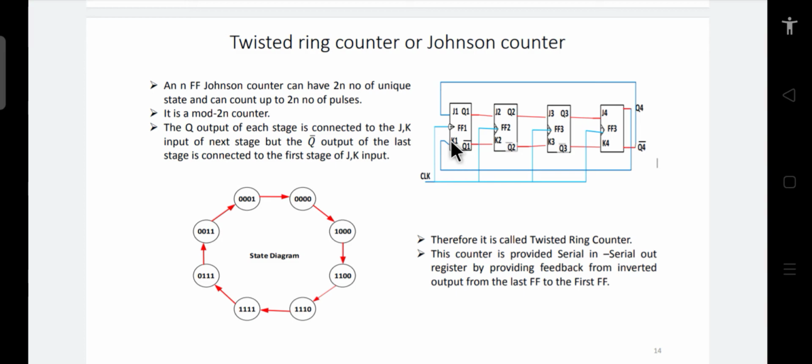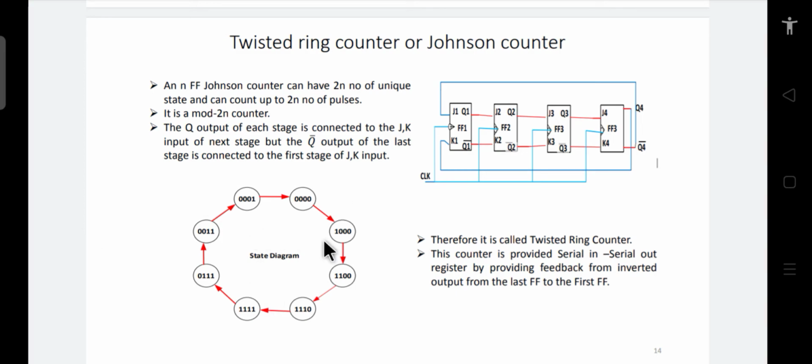Okay, so this is what the change is. Otherwise the circuit is the same. Just by doing this modification, we can increase the number of states in which this counter will go. Otherwise it is also a shift register counter, but now the number of states which it can count is exactly double compared to the ring counter. So twisted ring counters can count 2n states compared to the n states which we can count by a ring counter.